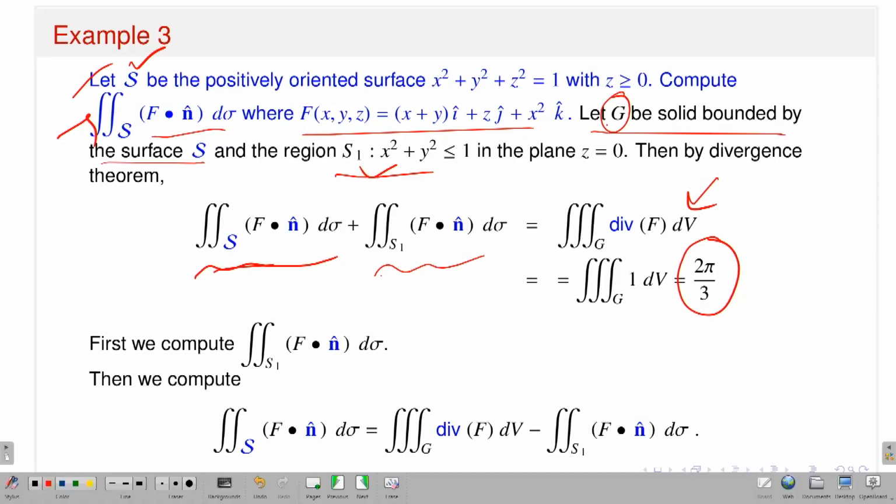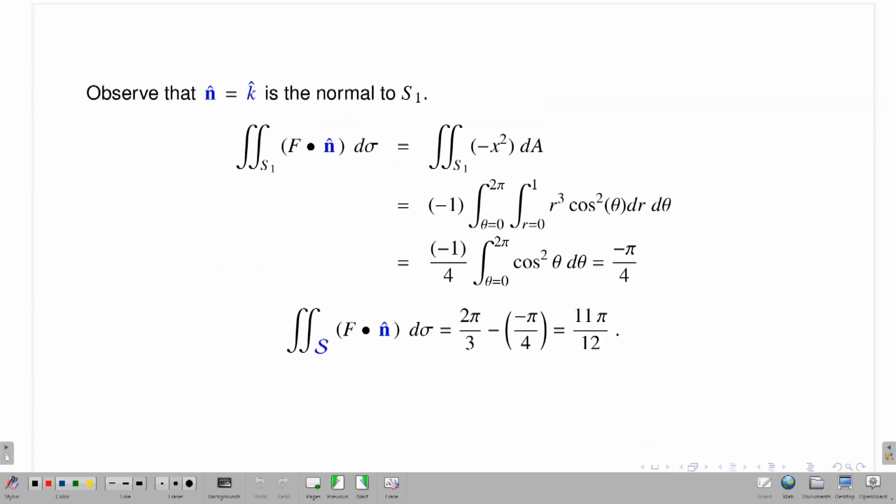Okay. But that is nothing but the value of this plus this. But I want only this object in the question. So I have to calculate this object separately, and if I just subtract it from 2 pi by 3, then that will give you the required answer. So what remains is to calculate the surface integral of this object over the surface S1. So this is nothing but this triple integral minus this surface integral. Now you just calculate it.